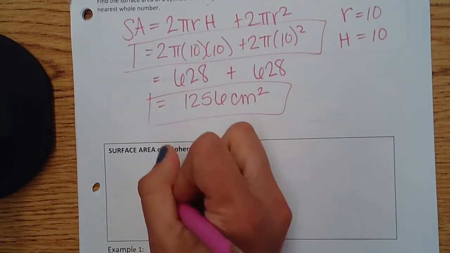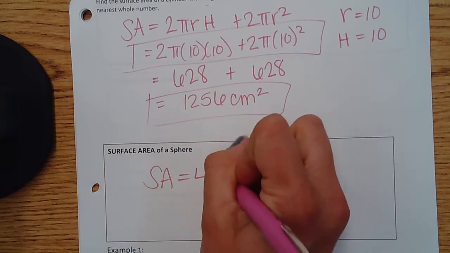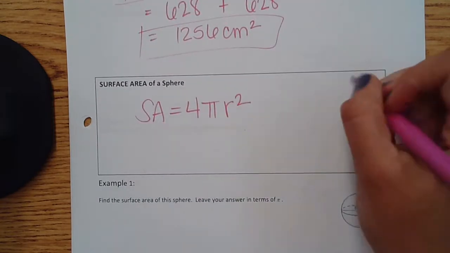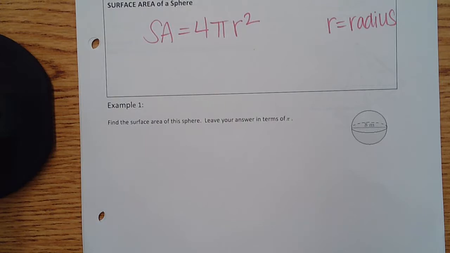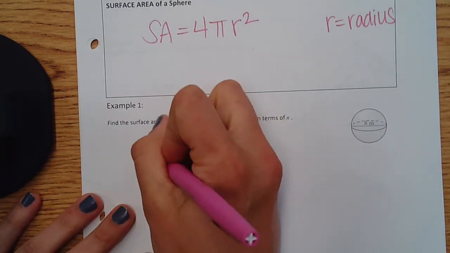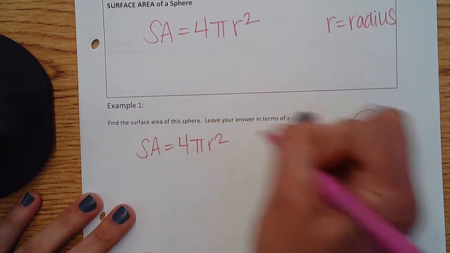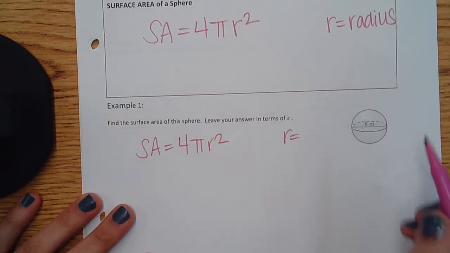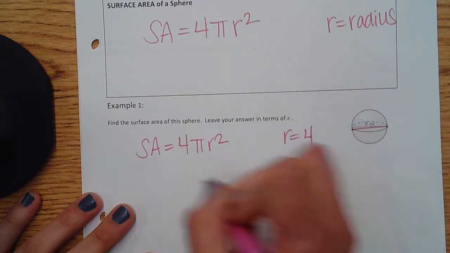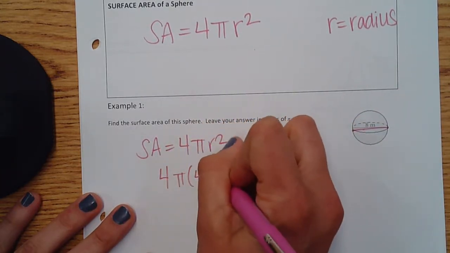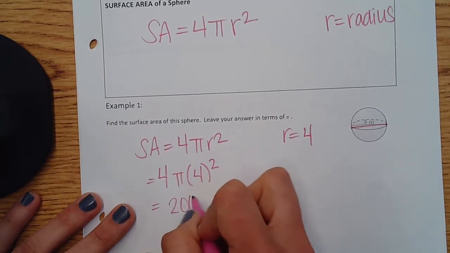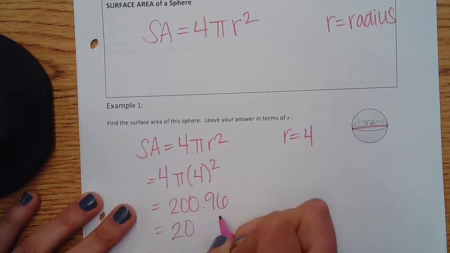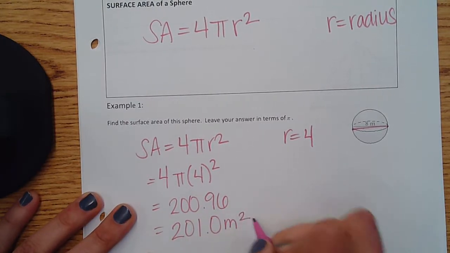All right, surface area of a sphere is very, very easy, you guys. It's 4 pi r squared. All you need is the radius. So you know the tricks that they're going to throw at you. They're going to give you the diameter, which is what they do here. So surface area of a sphere is 4 pi r squared. R, what is the radius of this? They gave us the full length across, so the radius is 4. 4 pi 4 squared. So 4 times 3.14 times 4 squared equals 200.96, which rounds to 201.0 meters squared.